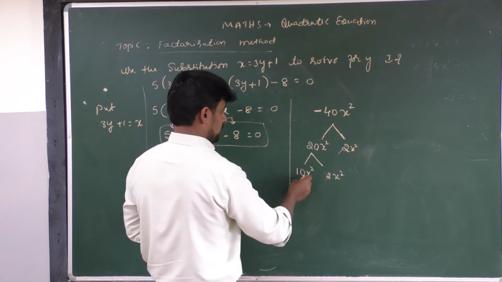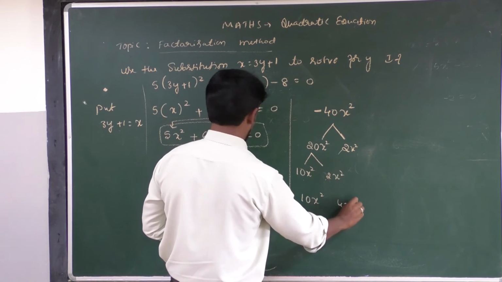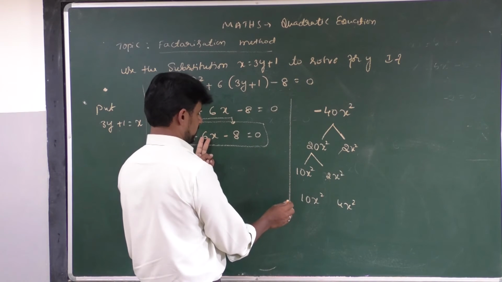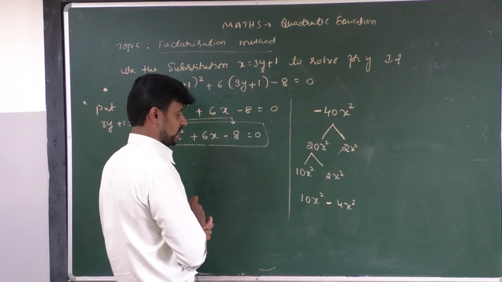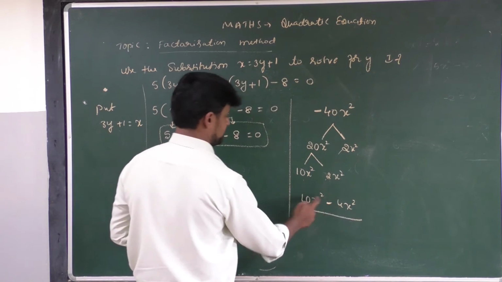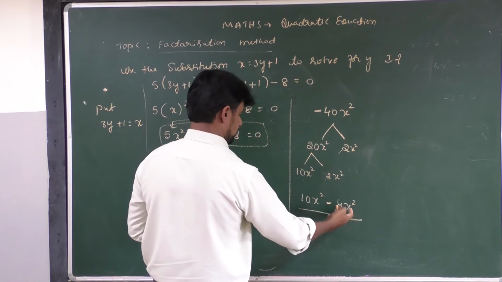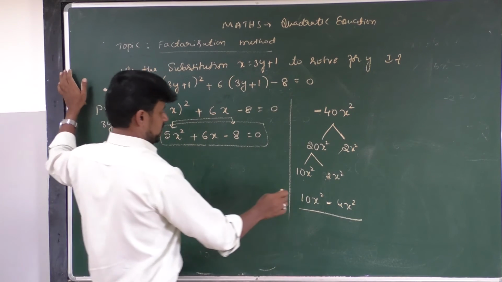Very simple. 10x square, here 4 is there, 4x square, but you want plus 6x, that's why here plus 6 is there, you have to put a minus symbol in between 10x square and 4x square. Okay. Plus into minus is minus, 10 4s are 40x square, that's all. Okay. Then how can you replace this?